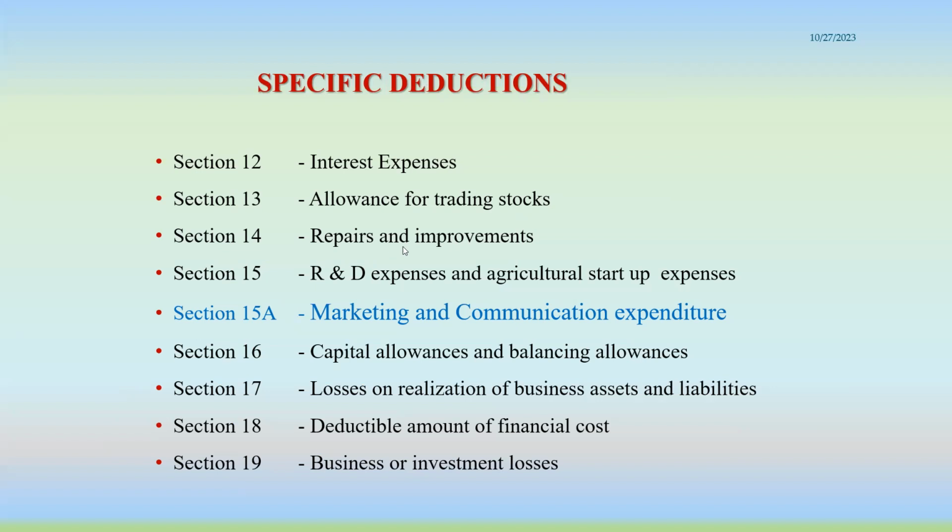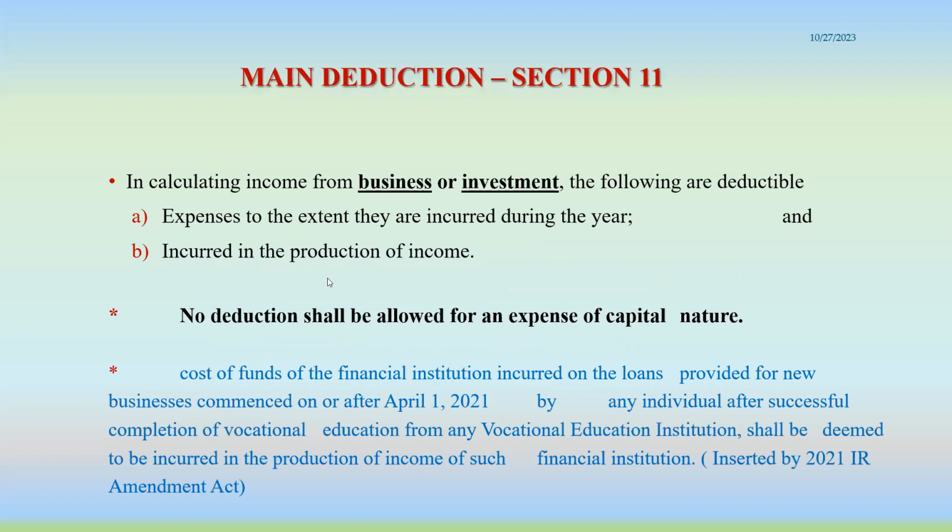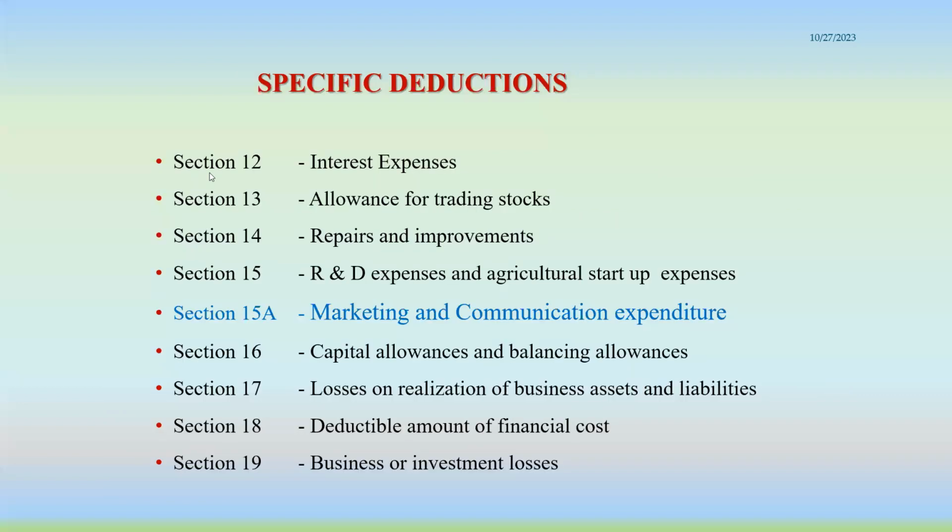If we incur repair and improvement expenses, and that expense is incurred in the production of income, we may be able to deduct it under section 11. But we can apply section 11 and section 14. More than one deduction rule can be applied, but this is the specific rule for repair and improvement expenditure.